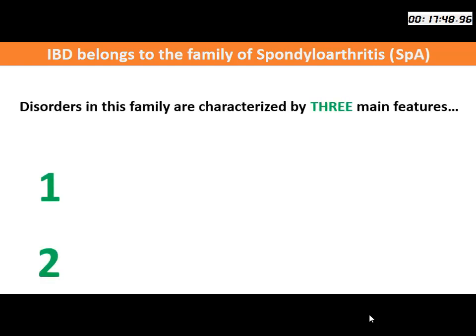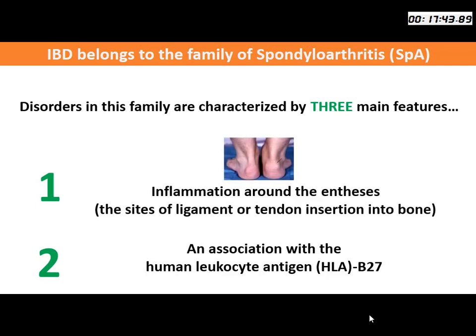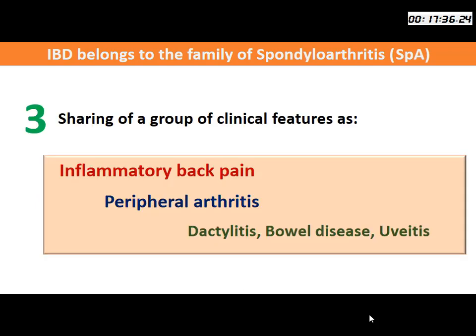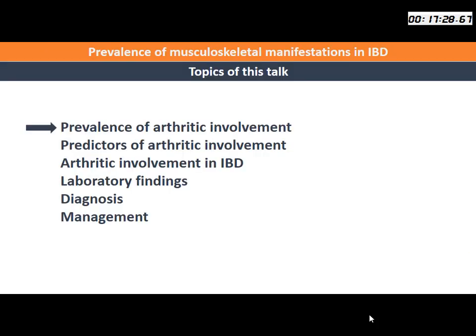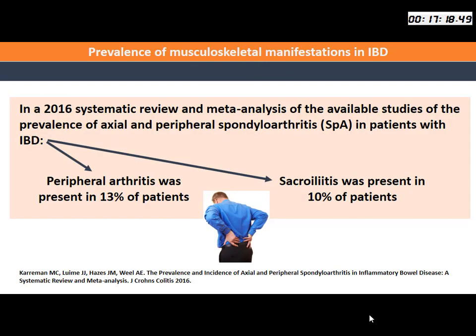IBD belongs to a family called the spondyloarthritis. The spondyloarthritis family is characterized by three main features: inflammation around the entheses, which are the insertions of the ligaments or tendons into the bone; HLA-B27 association; and a group of clinical features like inflammatory back pain, peripheral arthritis, bowel disease, dactylitis, and uveitis. The topics of this talk are the prevalence of arthritic involvement in IBD, the predictors, how it looks, lab findings, diagnosis, and management.